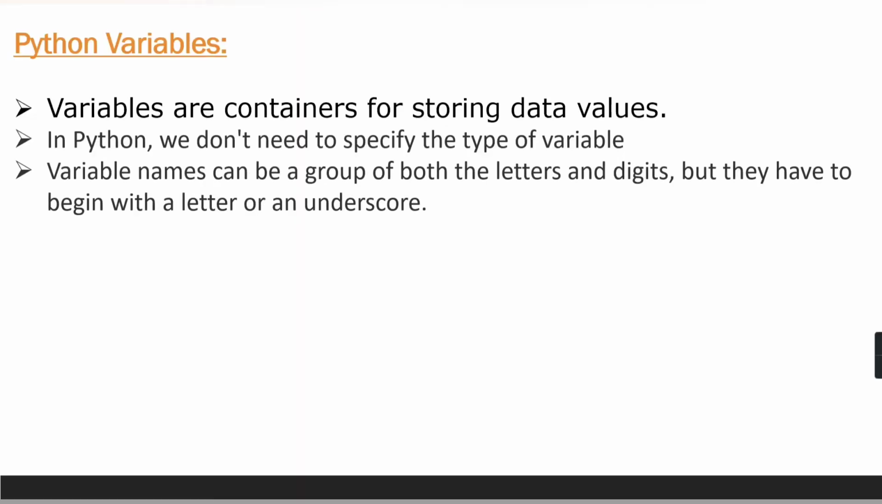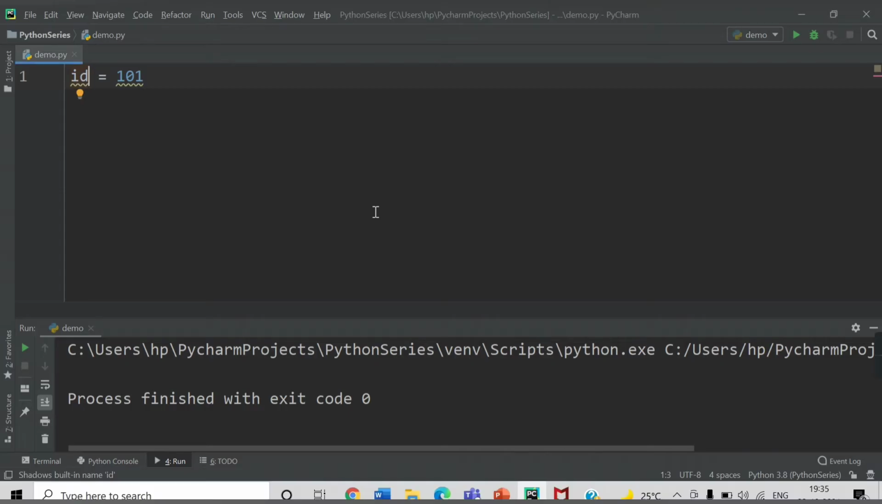Variable names can be a group of both letters and digits, but they have to begin with a letter or an underscore. So every variable should begin with a letter or underscore. So let's see. If I provide this id1, there is no error. So it is taking digits also. You can provide id1 underscore id. It is also a valid variable name.